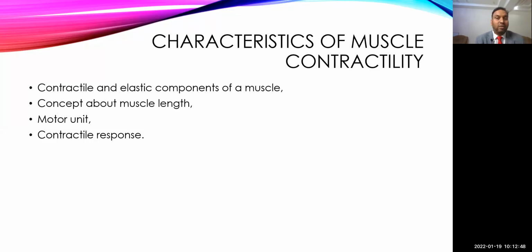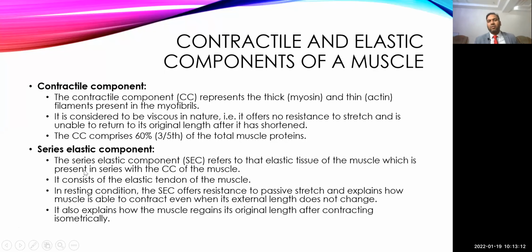the characteristics of muscle contraction. So muscle contraction characteristics are divided into four different parts. One is the properties of the contractile and elastic components of the muscles. Then concepts about the muscle length, motor unit, and contractile response. So first, we'll talk about contractile and elastic components.